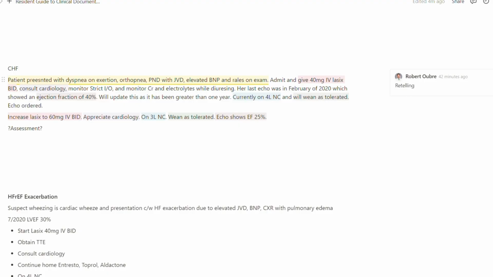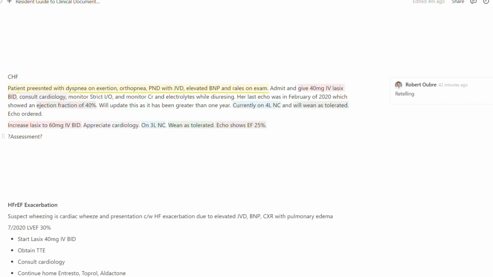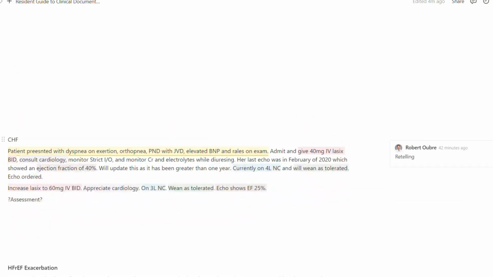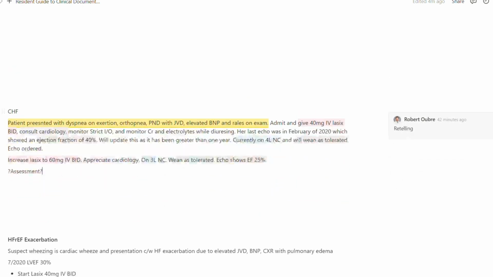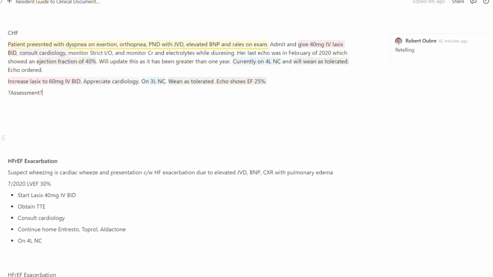Look how much you're going to have to edit it every day. And what the heck is our assessment? Is our assessment just CHF? Is it chronic CHF? Is it an exacerbation of CHF? I don't know. So this is a very classic example of what I see very often. So how would I improve this?